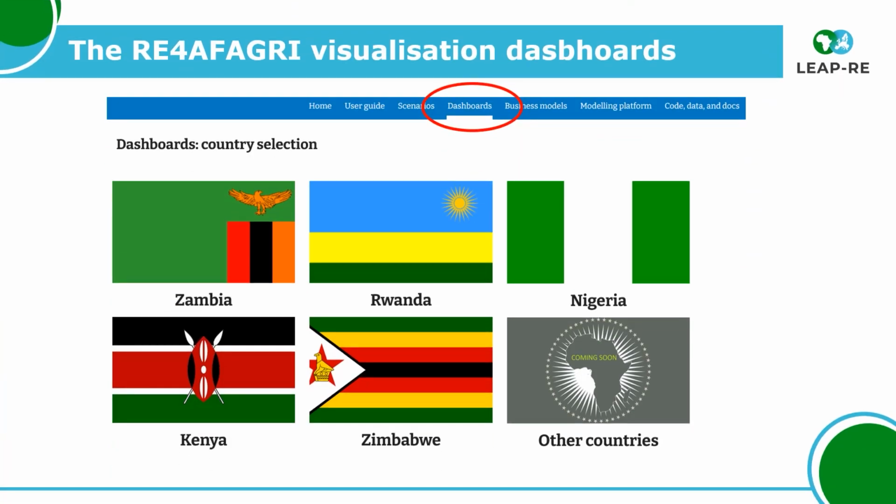Then, moving to the RE4AFAGRi visualization dashboards, when accessing the website, it's sufficient to enter the dashboards webpage, which leads to a country selection webpage. As you can see, so far in the project, 5 countries have been modeled in detail from the different dimensions that are part of the RE4AFAGRi platform. However, additional countries are expected to be available soon, developed as part of the community efforts of users of the RE4AFAGRi platform to extend the pool of countries available. The 5 countries available are Zambia, Rwanda, Nigeria, Kenya, and Zimbabwe so far.